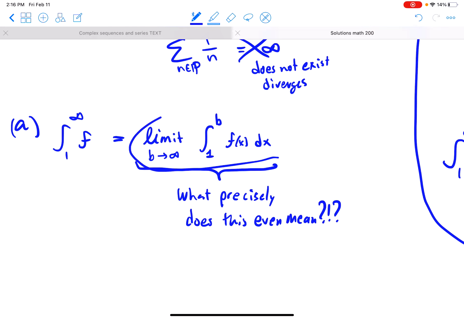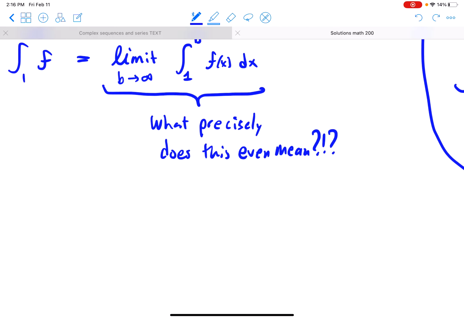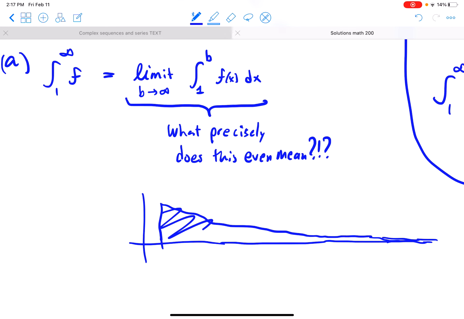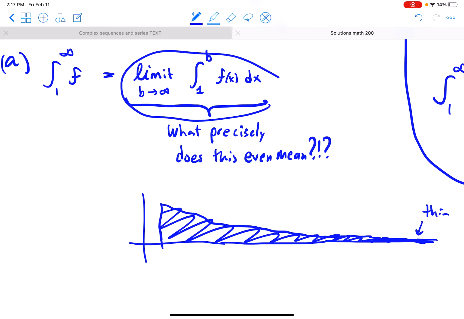We have an intuition for what it means. It should somehow be a limiting value of these areas. Let's imagine that the function f gets smaller and smaller as we go out to the right, and that the total area here is somehow finite because this gets so thin. So we imagine that this could possibly be a finite number because this part gets so thin, and we don't really know what this means.